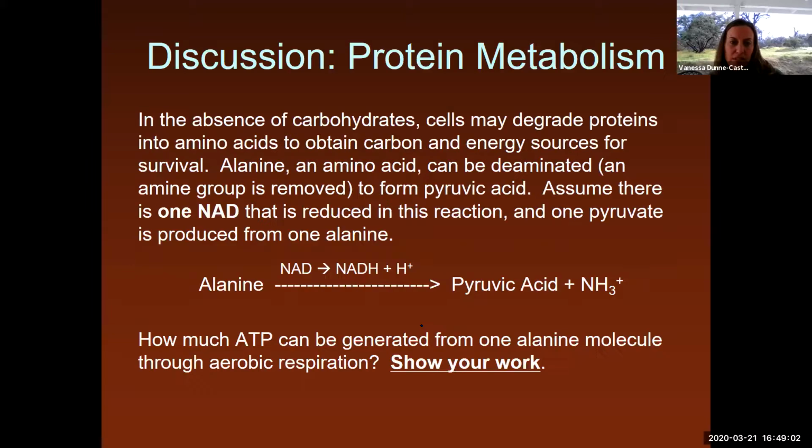So there's lots of different examples of this, but a really common example, there's a few different steps in this reaction, but I've summarized it in this little reaction here. So alanine is a very simple amino acid. It can be deaminated essentially through a couple of steps in this process and generate pyruvic acid. This is coupled with a reduction event where an NAD is reduced to NADH and the pyruvic acid is generated. So the question here is how much ATP can be generated from one alanine molecule through aerobic respiration.